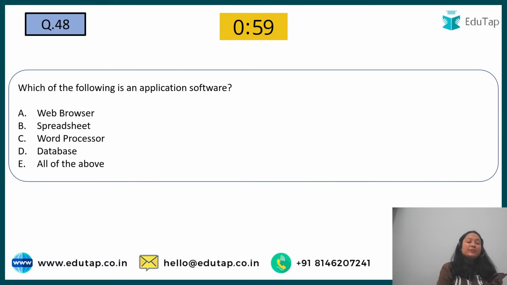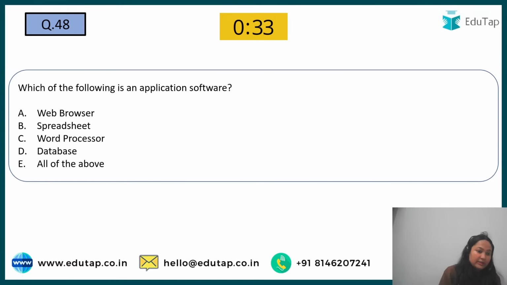Now, which of the following is the application software? Which of the following is the application software? App is basically what we call it. Web browser, spreadsheet, word processor, database, all of the above. Very good. Lakshmi has given the correct answer. Very good. Akshay also I can see has given the correct answer. Prachi also gave the correct answer for the last question. Very good. Avinash is also correct.